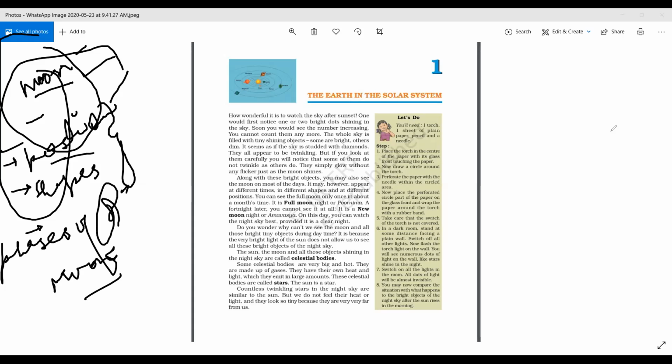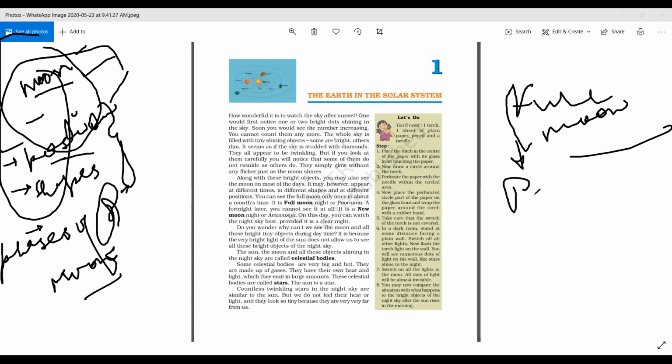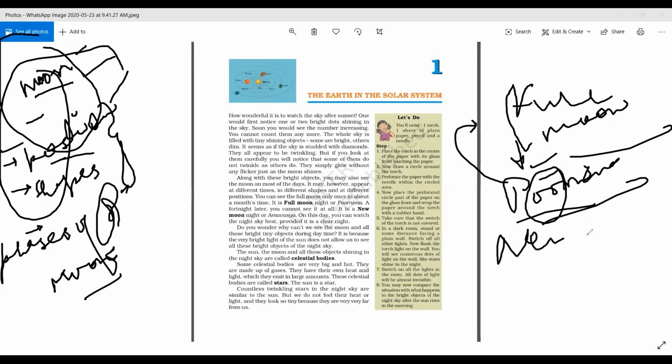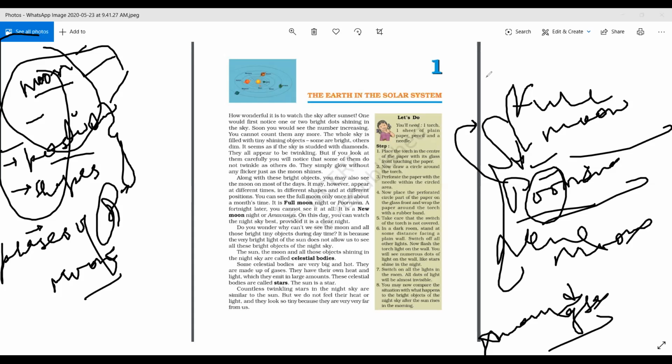Full moon night is known as the Purnima. If you cannot remember this, just remember that Pur means full moon night. And when you have a new moon, when no moon is visible, then we say it is Amavasya. So this is what you have studied till now, right? Let me clear it.